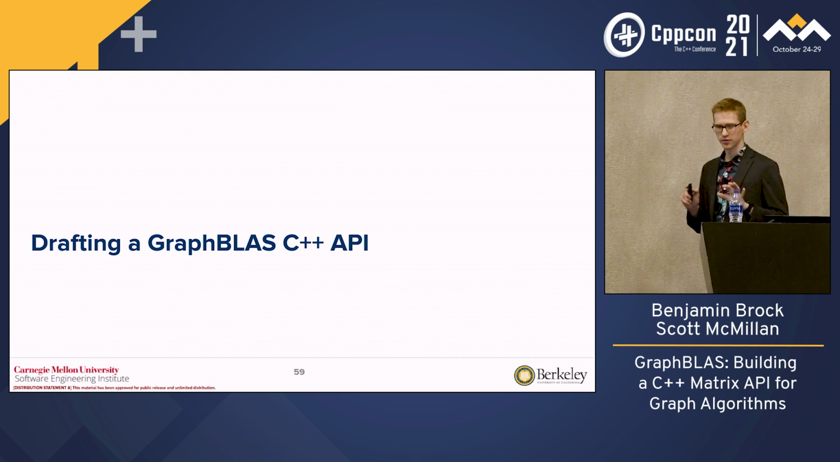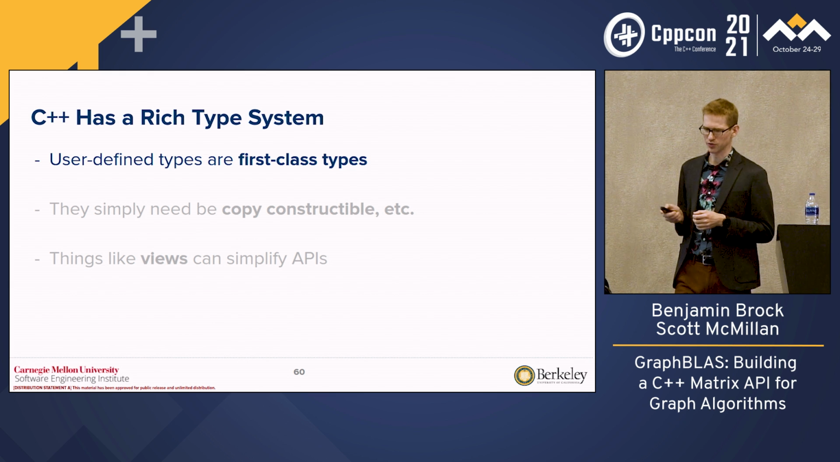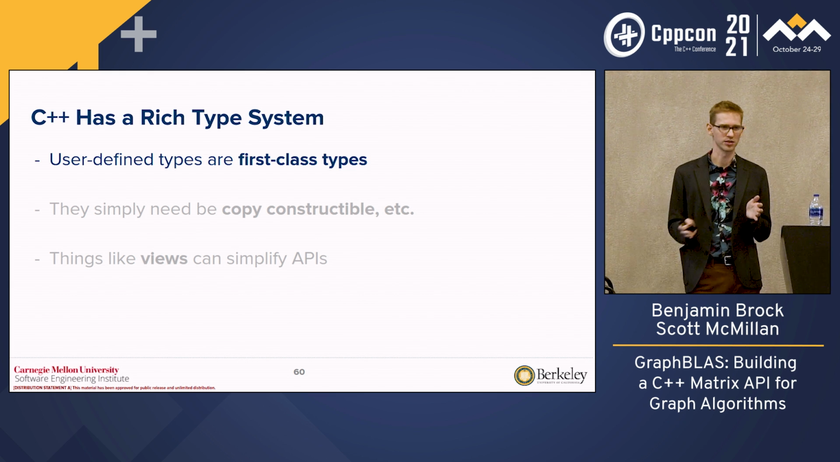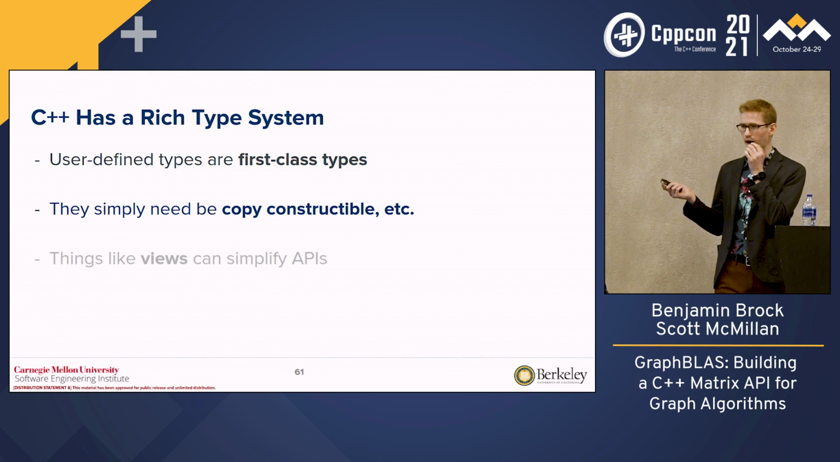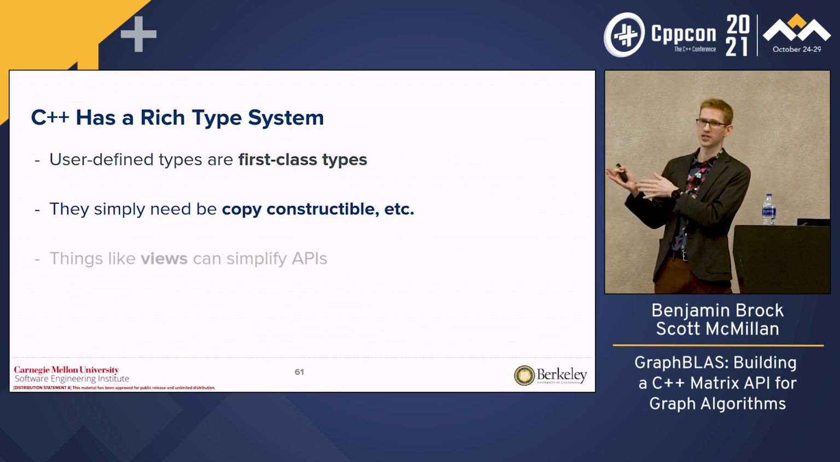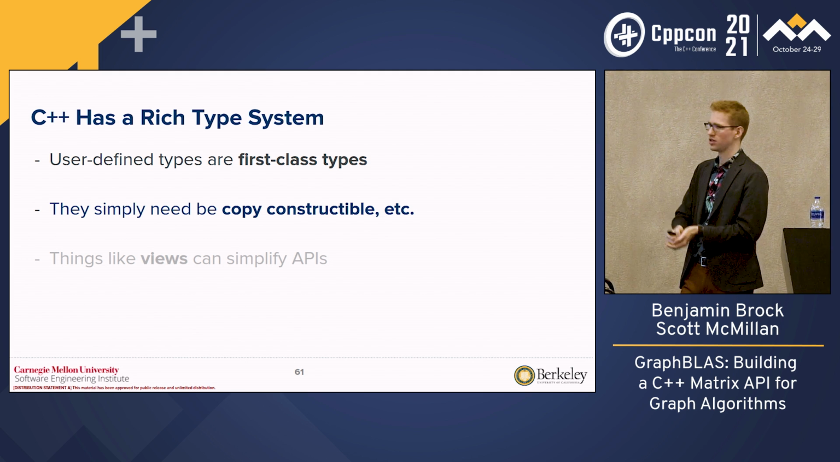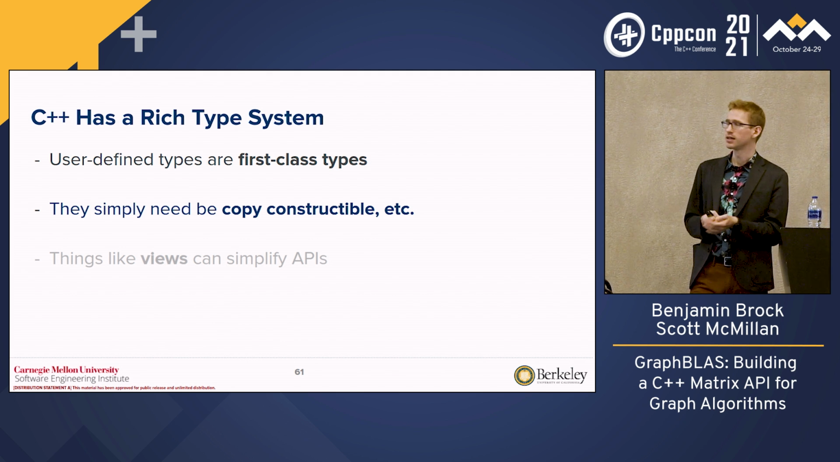Okay, so we've covered a few of the basics of the C API. Let's talk about some of the advantages of C++. This will be no surprise to everyone, right? C++ has a rich type system with user-defined types as first-class objects. They simply have to have support for the lifetime events that are needed inside the container. Things like copy construction, default construction, et cetera, have to be defined if they're needed.